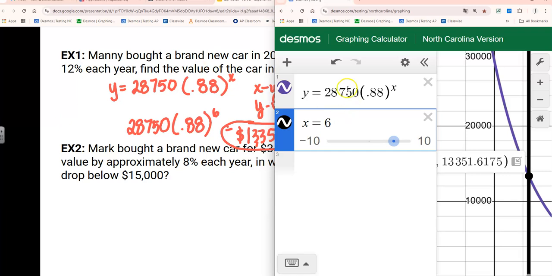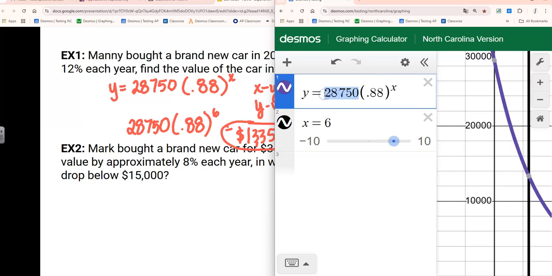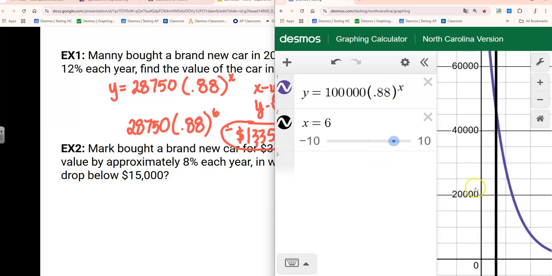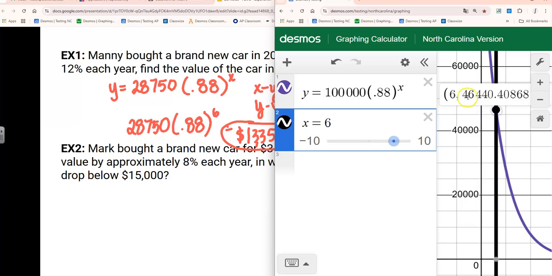Just think, if we change this to that $100,000 SUV in 6 years, right here, that thing's only worth $46,000. So you've lost like $54,000 in 6 years. It's a lot of money. You should definitely not do that unless you just have $54,000 to lose.